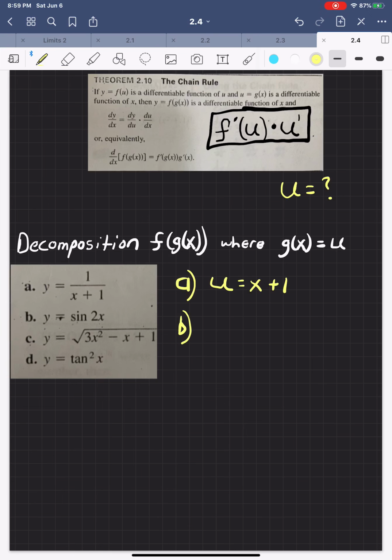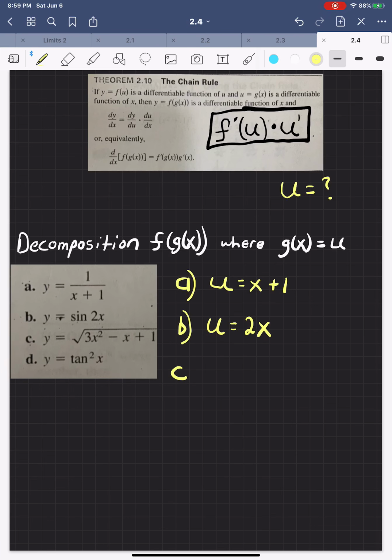Notice that we have sine of 2x. Okay, you have changed the angle. In other words, this sine function is repeating itself twice as fast as it was before. It's a double angle. Well, in this case, you would want to let u equal 2x. So if u is 2x, then y would be sine of u.